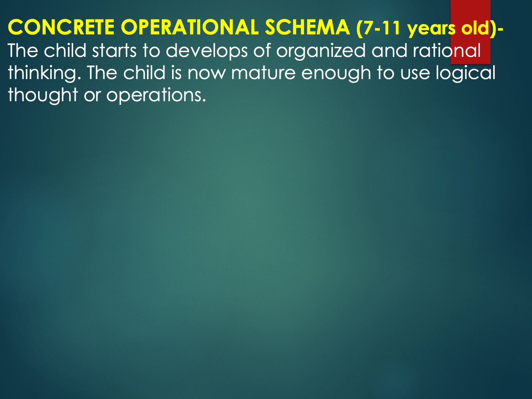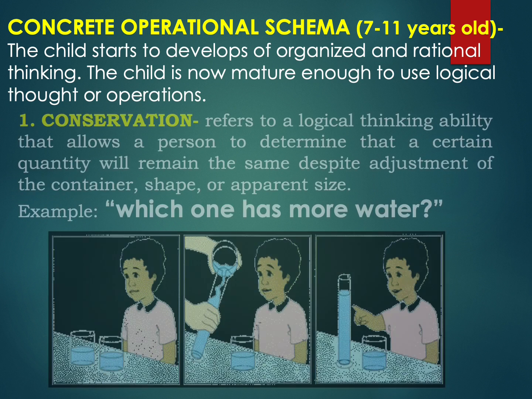Now, we also have the concrete operational schema, and this is usually developed during the 7th to the 11th year of life. The child in the concrete operational schema starts to develop organized and rational thinking, and the child is now mature enough to use logic or logical thought or operations. So, tumalino na yung bata dito. So, he can already use logic or operations.